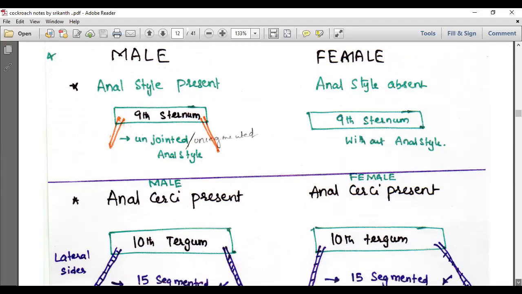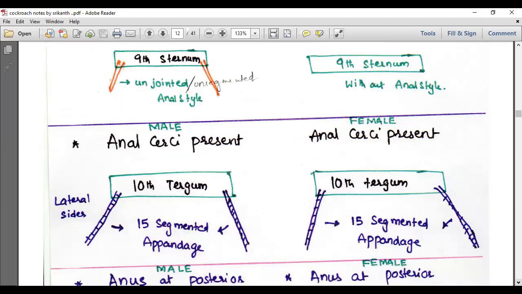People pronounce it with their comfort. We are pronouncing it as anal cerci. The anal cerci is present in both male and female. It is a 15-segmented appendage. How do you recognize the difference between the anal style and anal cerci when you look at the cockroach? Anal style is an unsegmented appendage; you don't find any segments there. But here, a 15-segmented appendage which arises from the 10th tergum, that means the dorsal side of both male and female cockroaches, you will find.